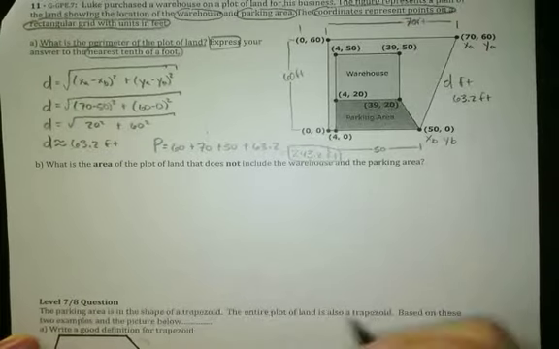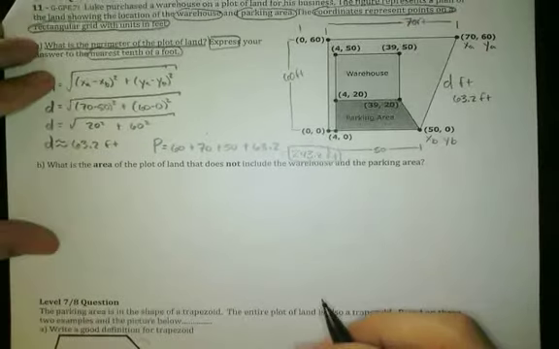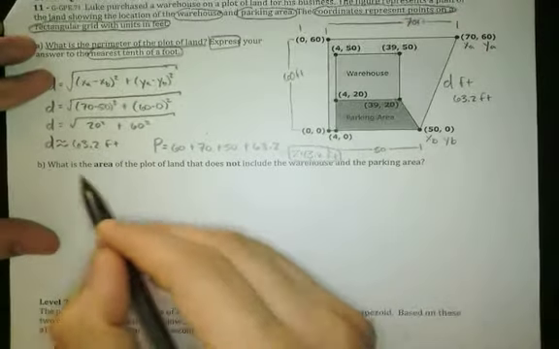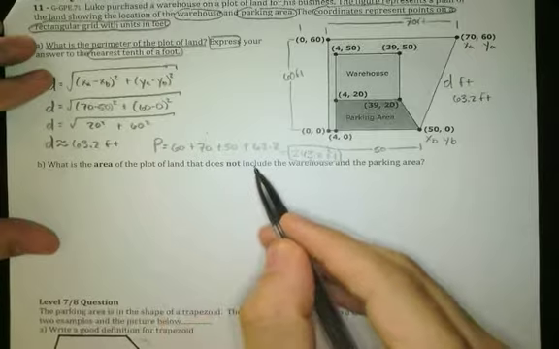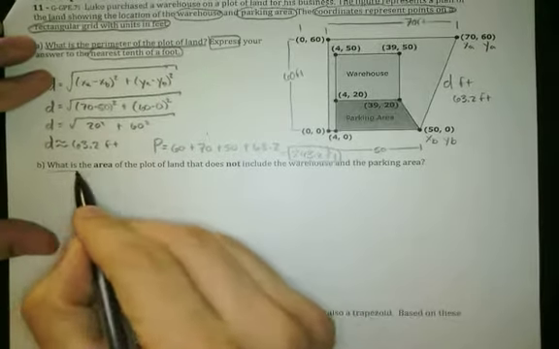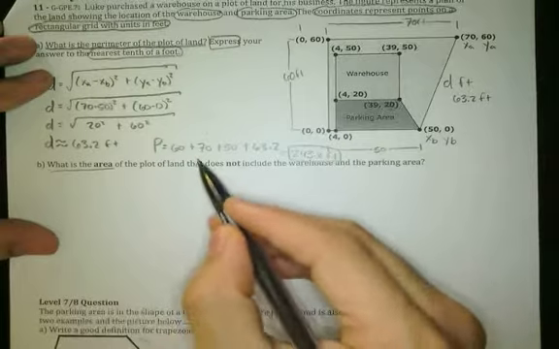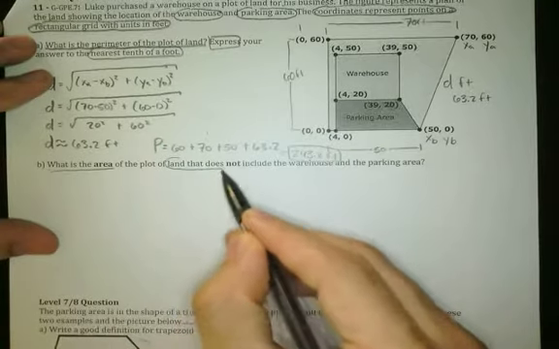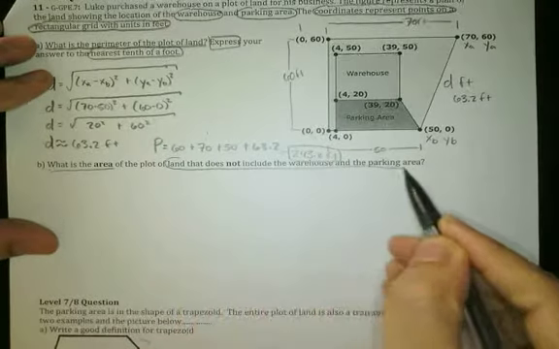Part B to question 11. It says, what is the area of the plot of land that does not include the parking area? So I'm trying to find the area of the land that does not include the warehouse and the parking area.